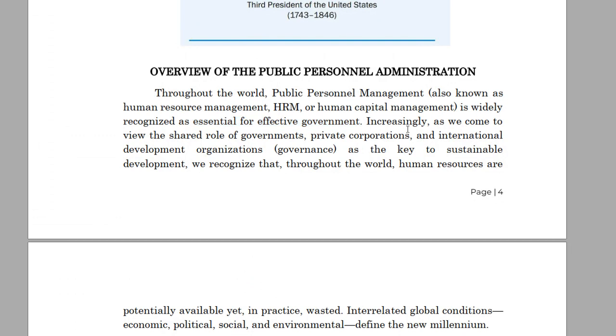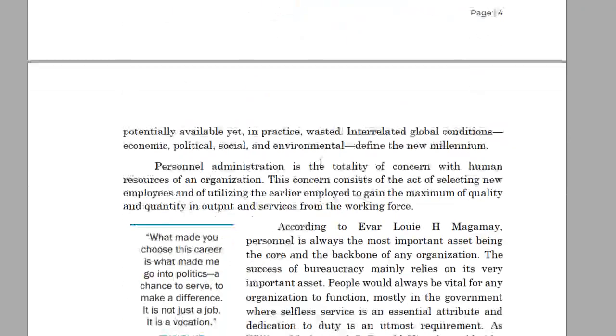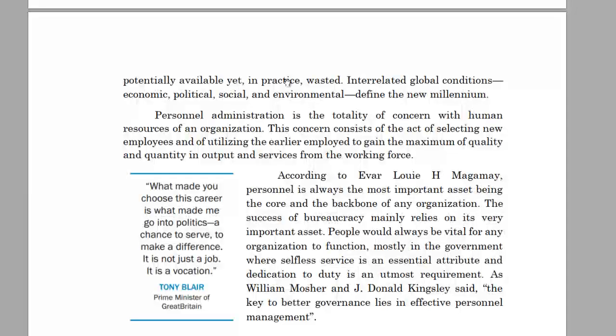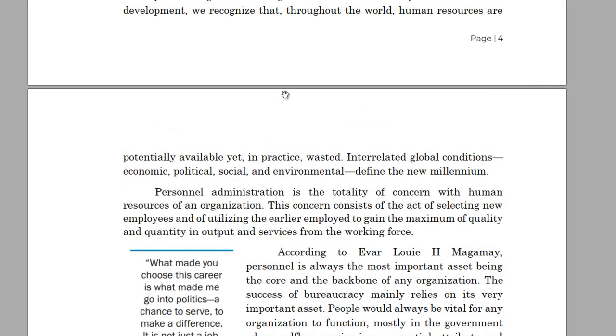But in order for the operations and practices of this government to be effective, you first have to have good and excellent workers or employees. Increasingly, it has become common to view the shared role of governments, including private corporations and international development organizations, as the key to sustainable development. We recognize that throughout the world, human resources are potentially available, yet in practice, wasted. We are studying human resources management.